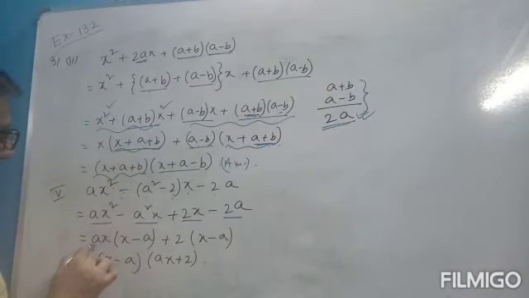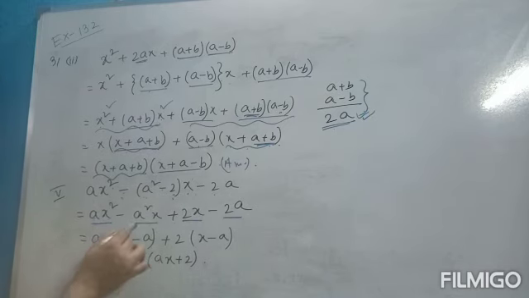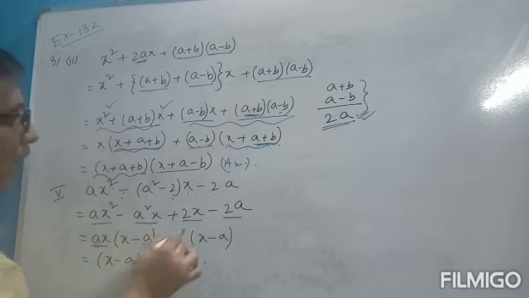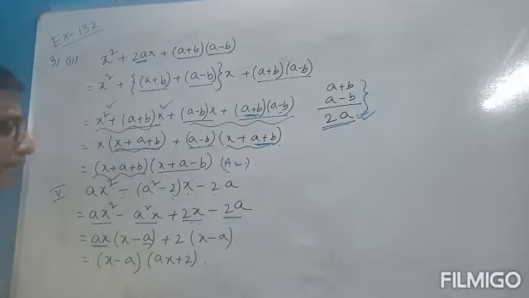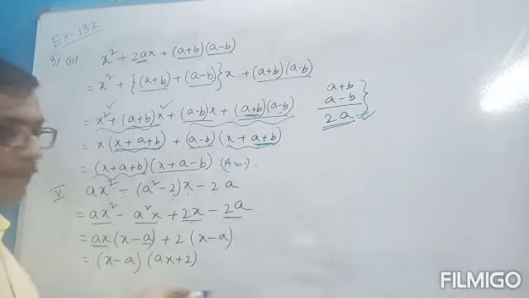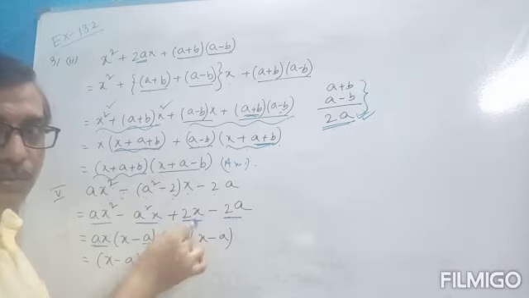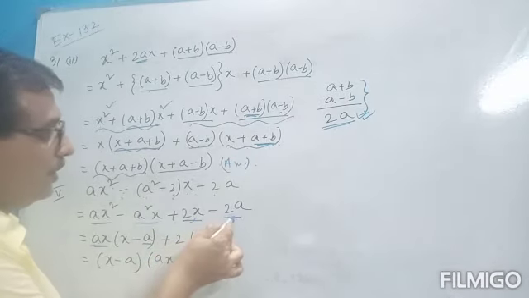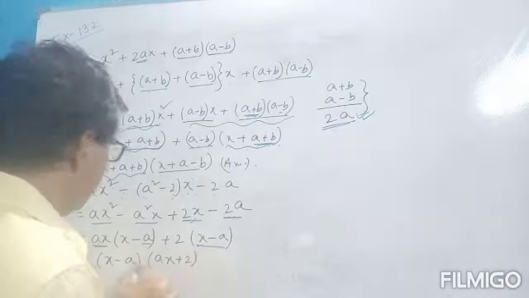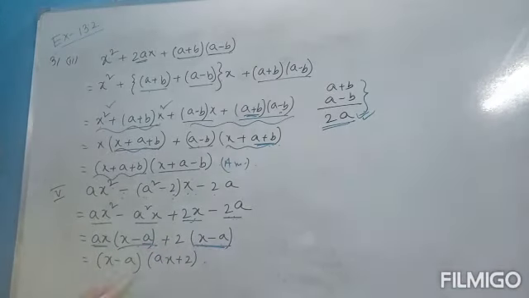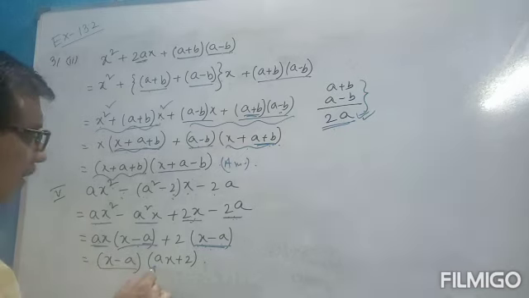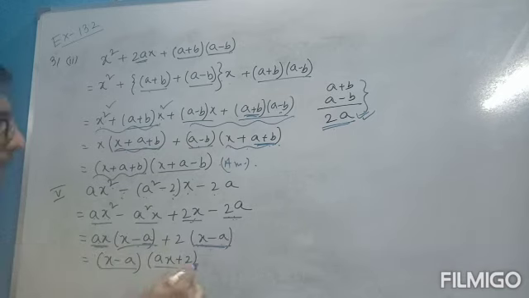If we take ax common from these two, a and x are common, so ax is common; from this, x is left, and from the other, x and a are common, so only a is present here. From these two, 2 is the common term, so take 2 common, then the remaining terms are ax from here and a from here, so x minus a, x minus a on both. Now we take x minus a common, very easy, then the remaining ax from here and 2 from here, so it will be the answer.